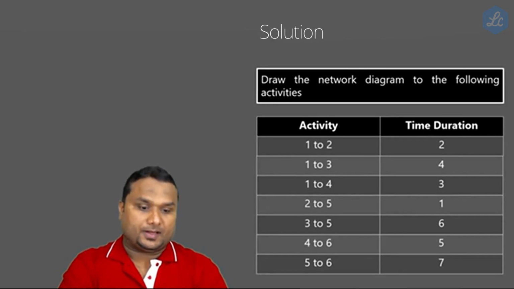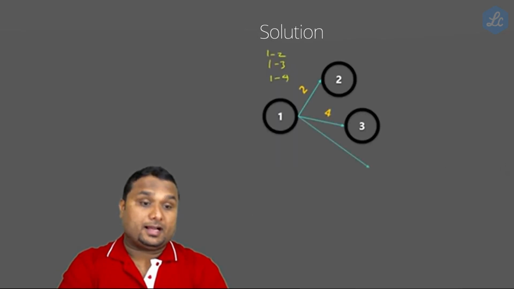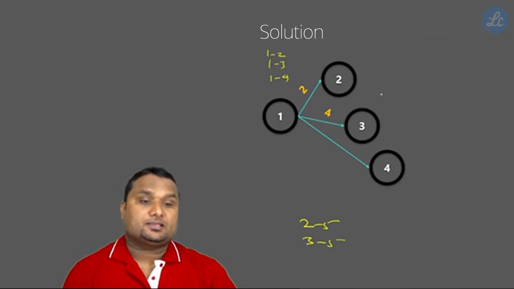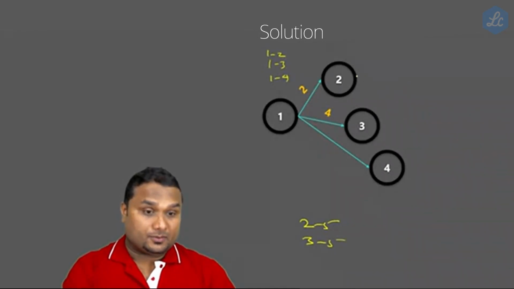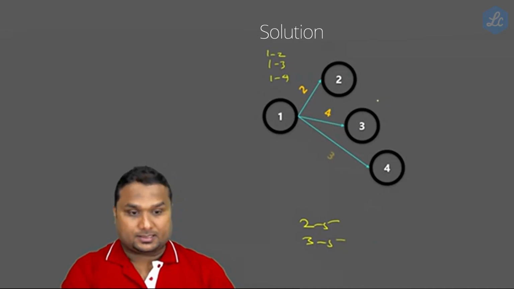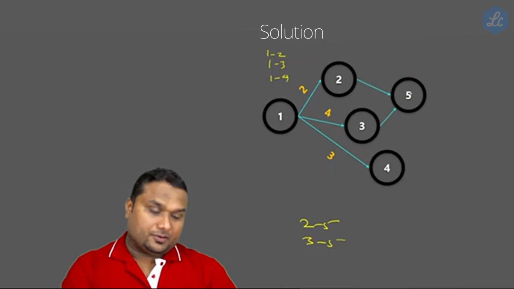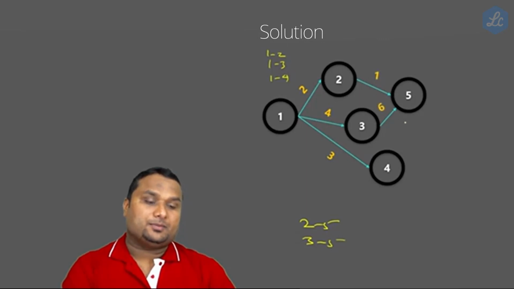Now after 1 to 2, 1 to 3, then it is 2 to 5, 3 to 5. Look here, 2 to 5 and 3 to 5. So 5 is joining from 2 and 5 is joining from 3. There is a common path, so 5 has a connection from 2 and a connection from 3. So we put 5 in between 2 and 3, and the time is 1, the time is 6.